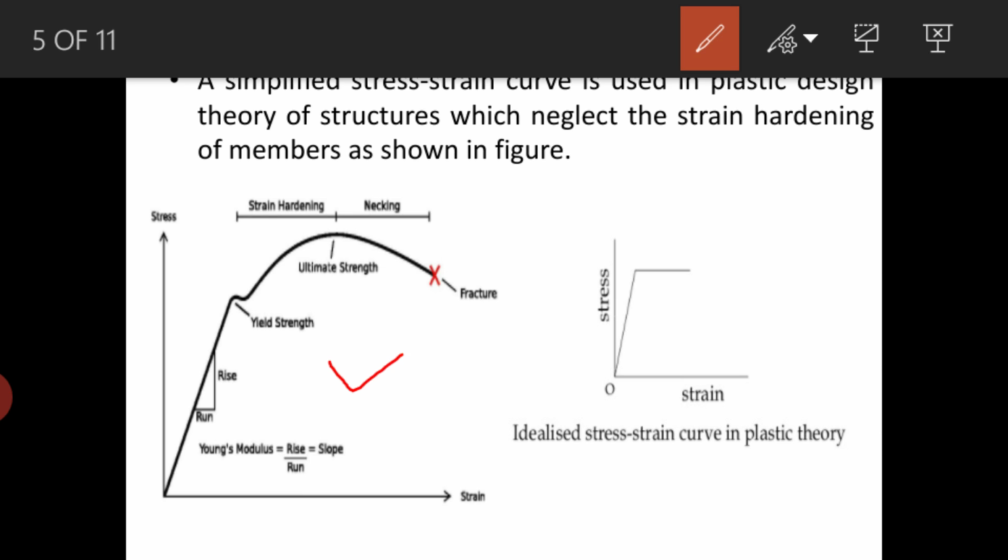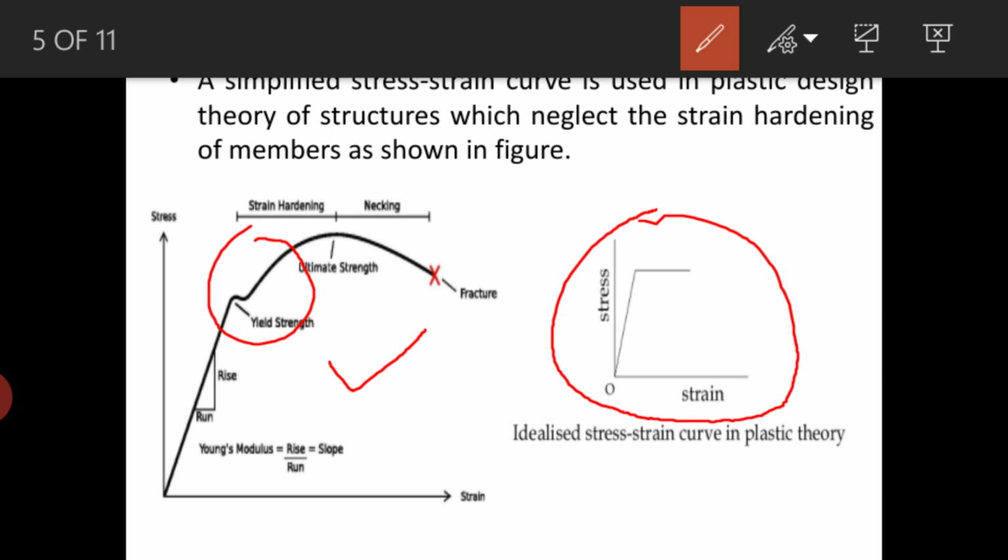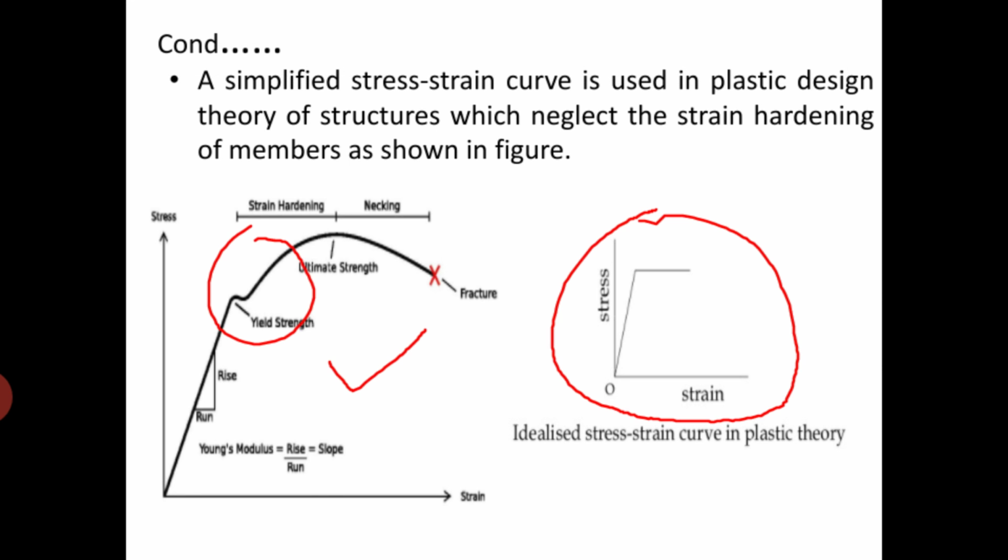So whatever the curve you are having, this type of a curve, one can neglect the strain hardening portion and only take the linear elastic zone and the linear plastic zone. This is the idealized stress strain curve in a plastic theory. So this type of curve will be directly taken for studying the behavior of the members in a steel structure. That is, a simplified stress strain curve is used in the plastic design theory of structures, which neglects the strain hardening of the members, and that neglected part is represented like this.